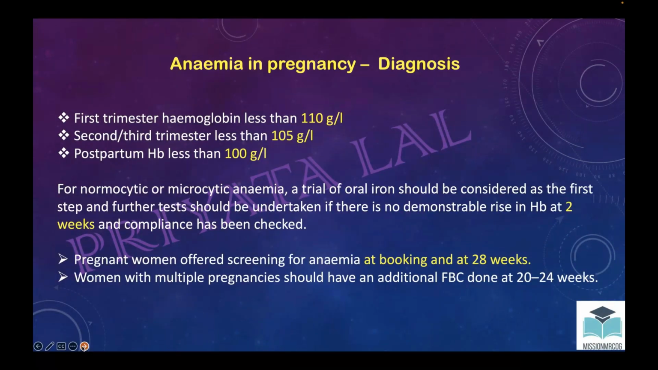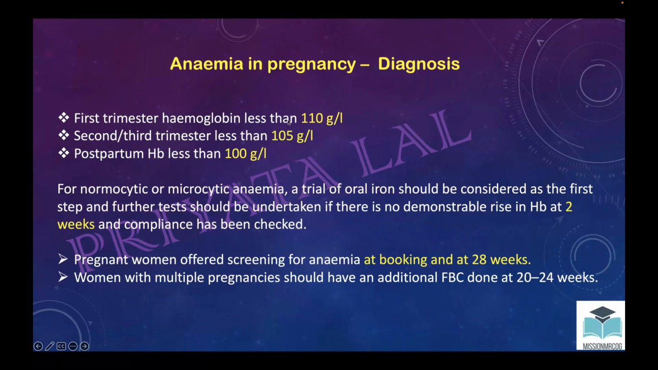So detection of anemia in pregnancy, or diagnosis of anemia: first trimester, if the hemoglobin is less than 11; second and third trimester, if it is less than 10.5; and postpartum, if it is less than 10, then this would be considered a diagnosis of anemia in pregnancy. You get questions from this in your SBAs, EMQs.